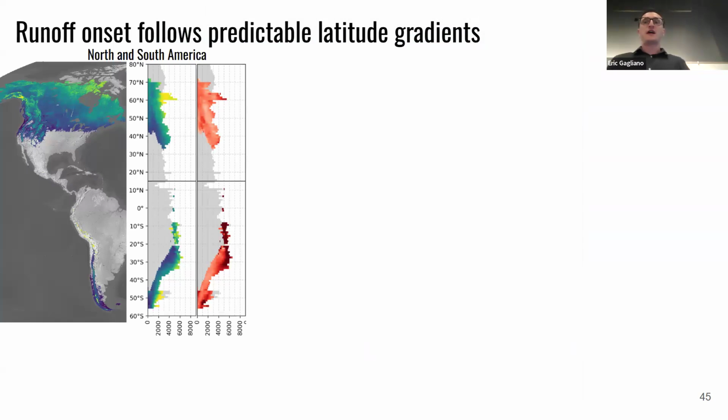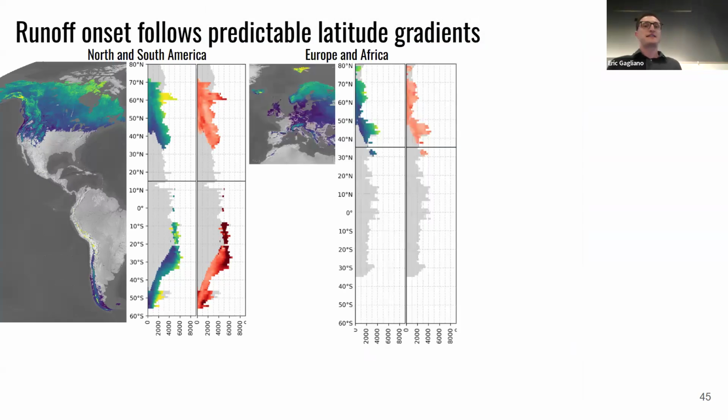So for each of the set of continents shown on the left, we have these corresponding plots with latitude on the y-axis and elevation on the x-axis. And we observe latitudinal gradients below 5 days for every degree of latitude in Asia and Europe, above 55 degrees north, indicating rapid runoff onset above this latitude.